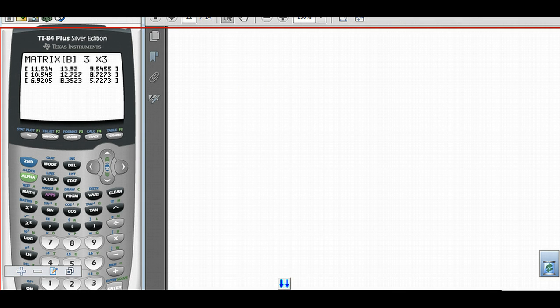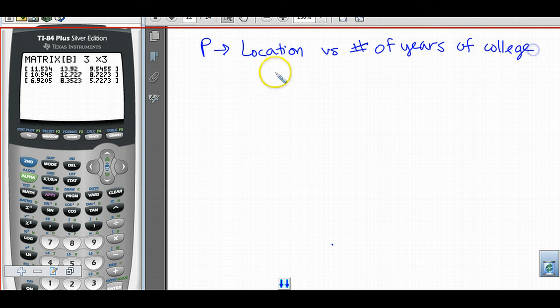So we're doing phantoms. So our P, our parameter, as we're saying, we're doing location versus number of years of college. And we're doing independence or association.